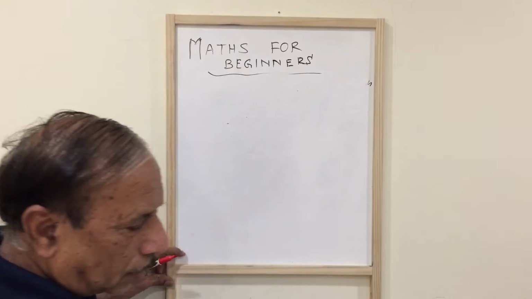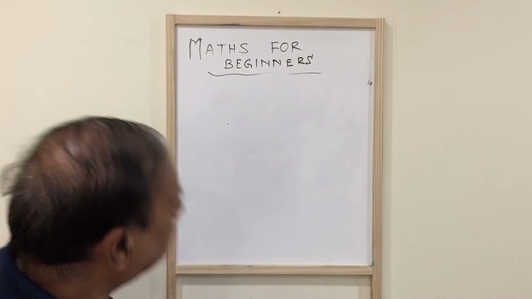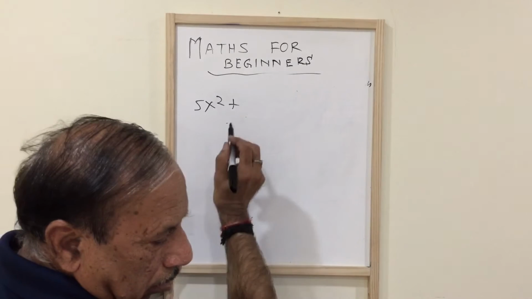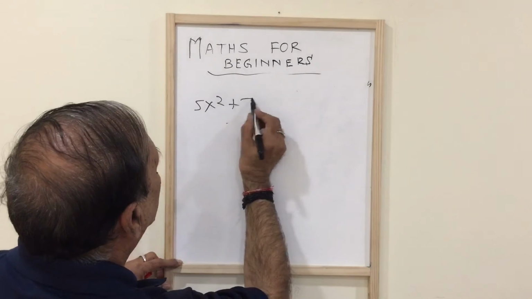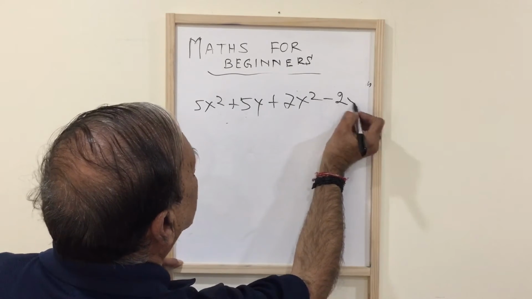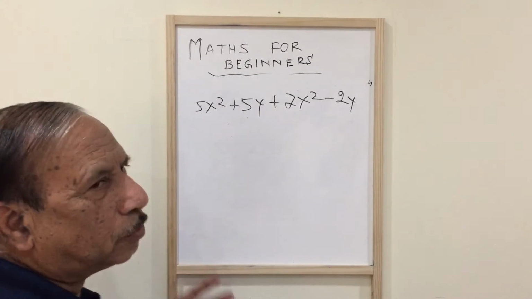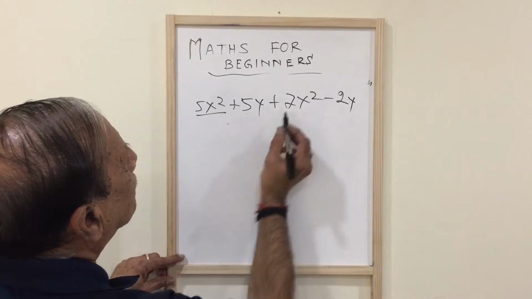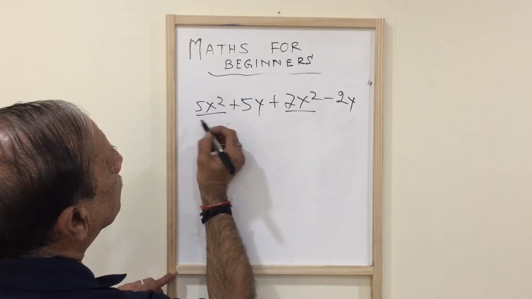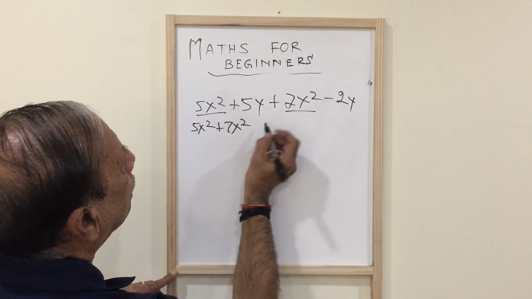Next example, I'll take 5x square plus 5y plus 7x square minus 2y. So how to solve this? In a similar pattern, in the same way you can solve it. 5x square and 7x square are similar terms. So you have to rearrange them: 5x square plus 7x square.